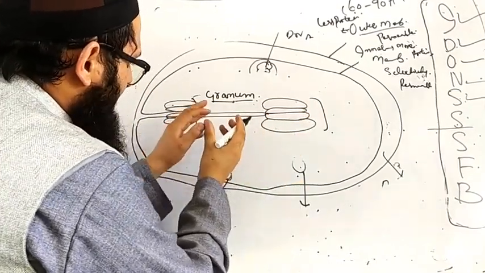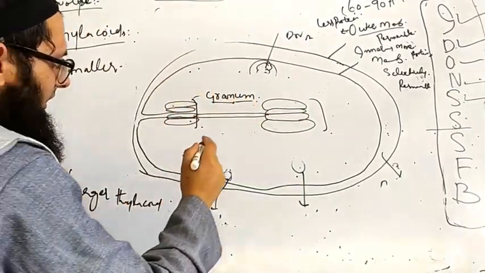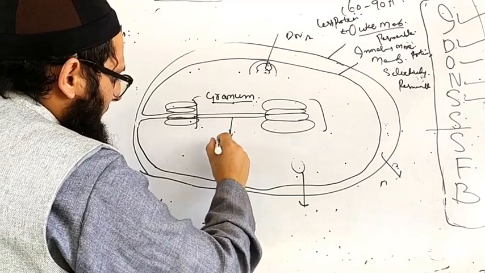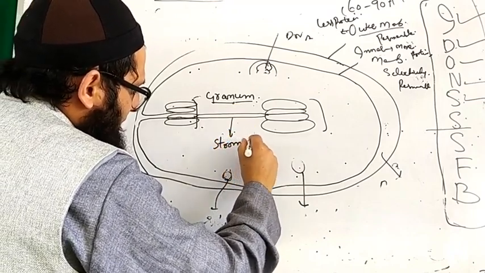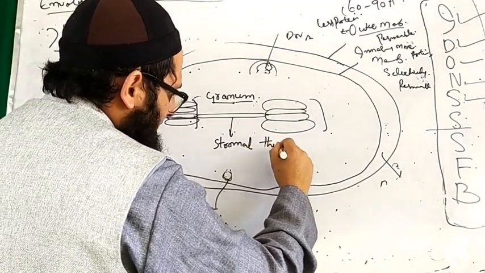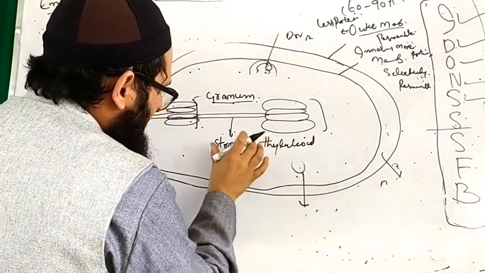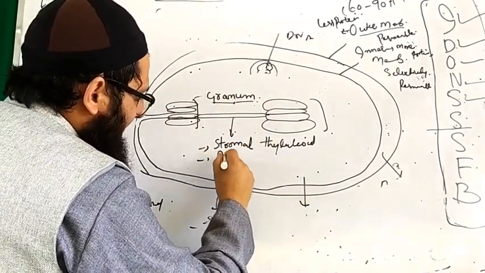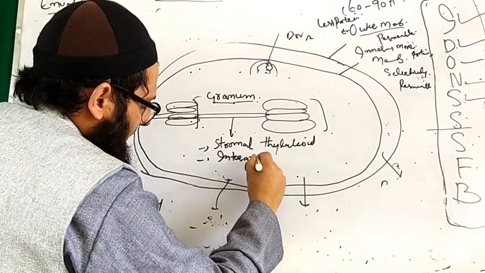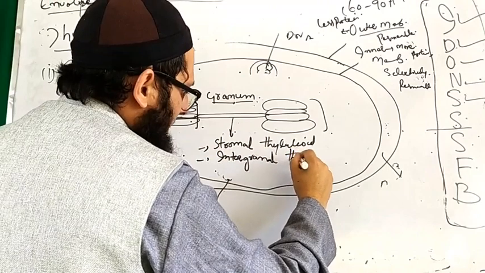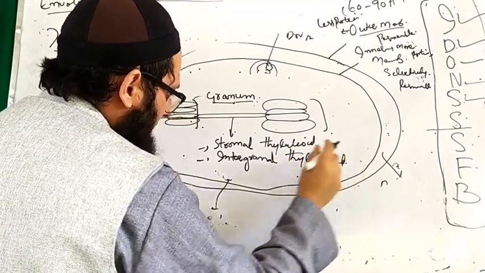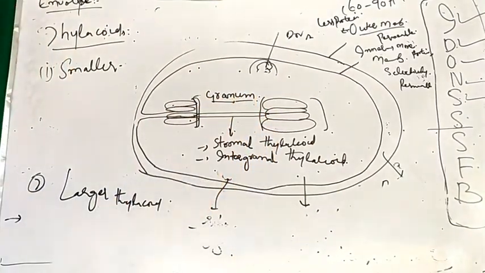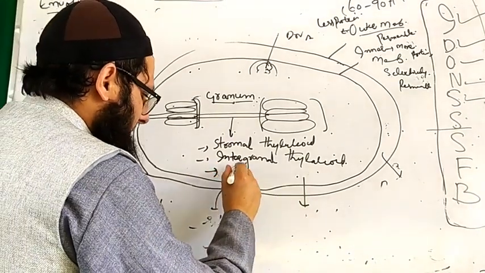The grana are connected by the larger, longer thylakoid here, which we call the stromal thylakoid, because it is surrounded by the stroma, and we also call it the intergranal thylakoid. Because inter means between the grana, it is between the grana. Got it? We also call them frets.